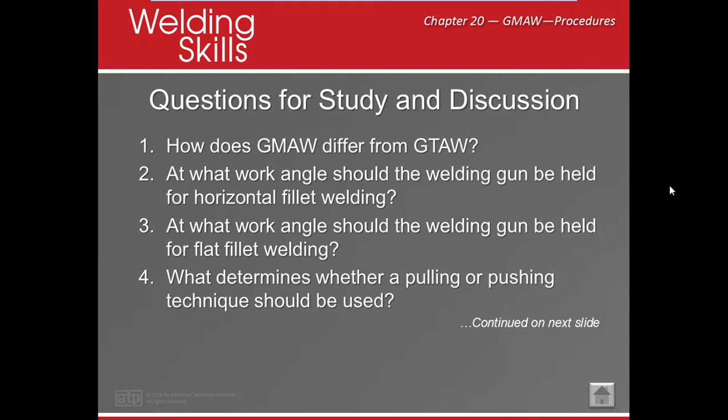Now, what determines whether we push or pull? Well, when we pull, we have deeper penetration. Okay? And pulling also makes it easier to see the weld pool. Okay? When we push, it allows for faster travel speeds. It's a lot less penetration, and the weld is going to be a lot wider. So pushing is used for thin metals to prevent melt through.